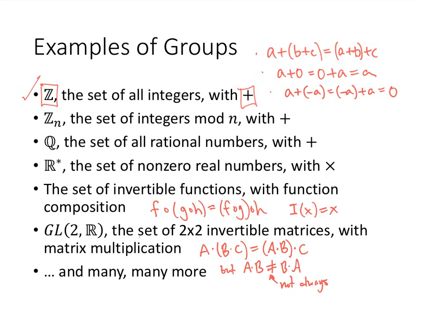So when a group has that additional property, when a times b always equals b times a, we say that it's a commutative group, or sometimes an abelian group. But a group does not require that commutativity. So you're still allowed to be a group even if a times b does not always equal b times a. So some of these examples are abelian groups, are commutative groups, but some of them are not.